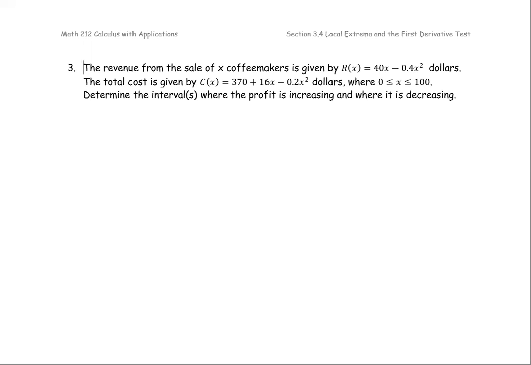In this example, the revenue from the sale of x coffee makers is given by the function R(x) = 40x - 0.4x² dollars. The total cost is given by the function C(x) = 370 + 16x - 0.2x² dollars, where x is between 0 and 100. We're going to determine the intervals where the profit is increasing and where it is decreasing.